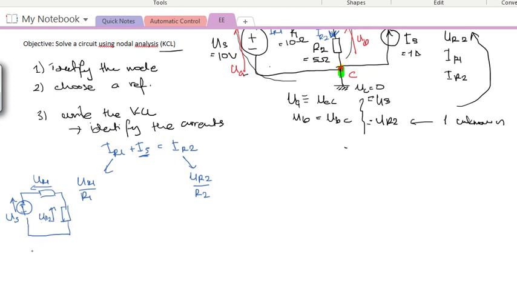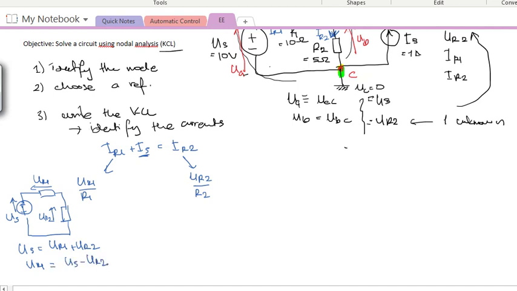So what's the KVL? US equals UR1 plus UR2, right? If you go through the loop, you see that it's US minus UR1 minus UR2 equals 0. So I can write US equals UR1 plus UR2. What we want is UR1. So UR1 is US minus UR2.